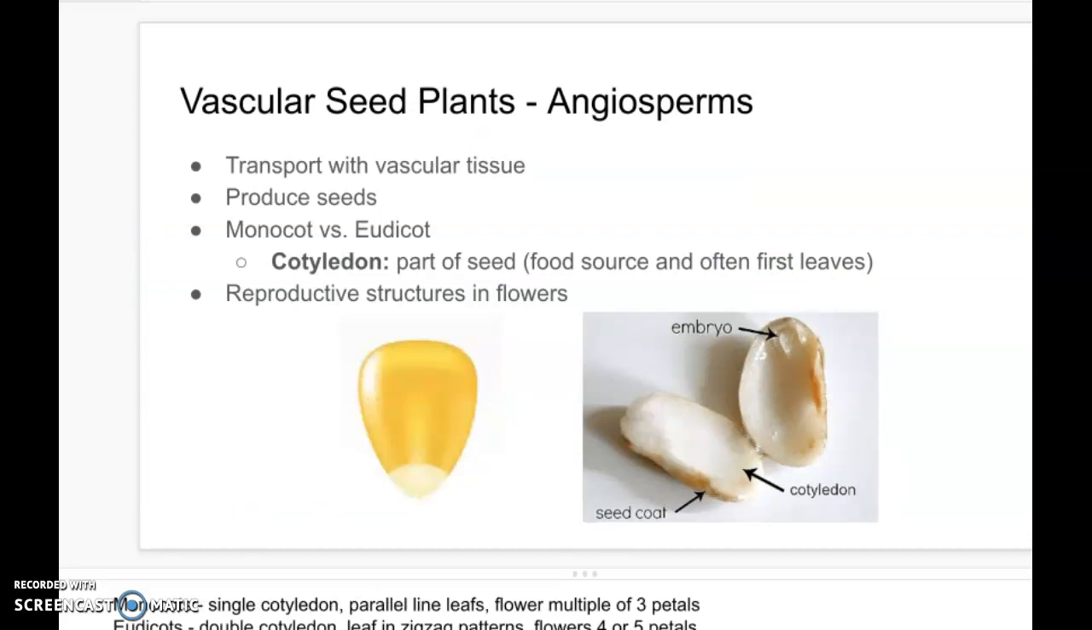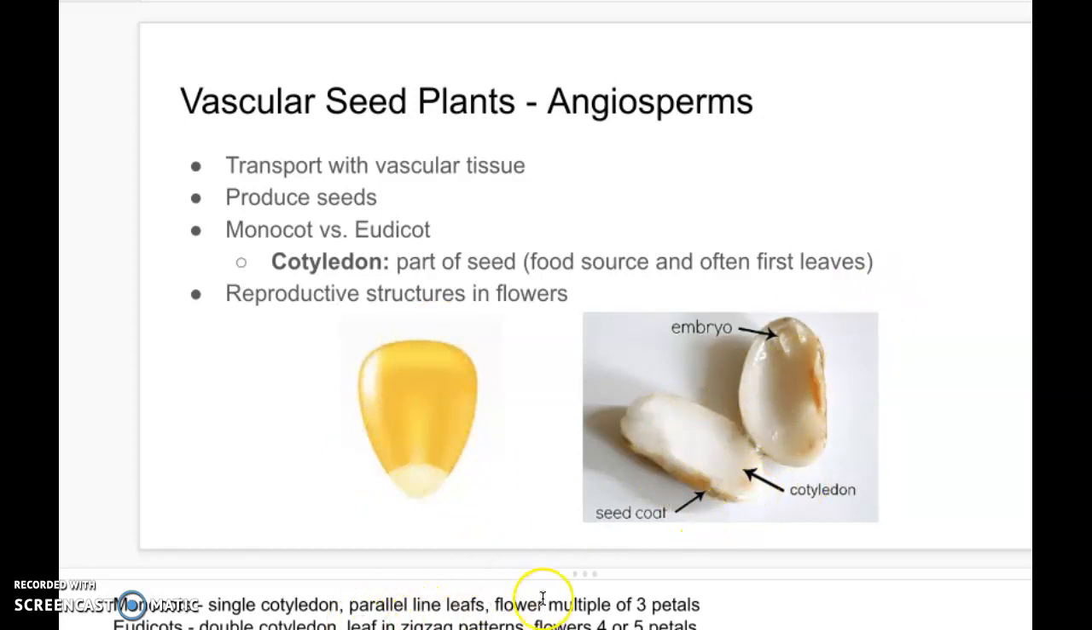They obviously have vascular tissue, they produce seeds and fruits, and this is called the cotyledon, this part of the seed. If you think about a lima bean, it has kind of a seam in the middle, and you can cut it in half, versus a corn kernel that is a whole kernel. You're not really able to split it. So that is the difference between monocot and eudicot. A monocot is a single seed. A eudicot is when it kind of has a seam.